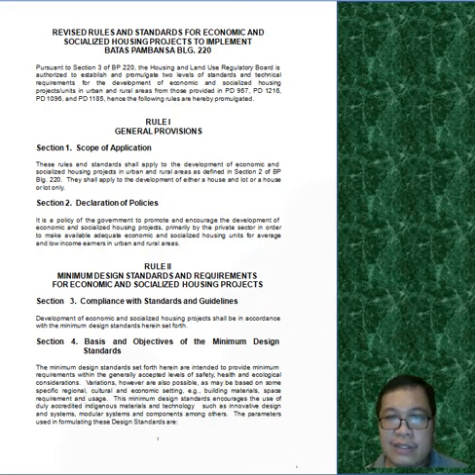Pursuant to Section 3 of BP 220, the Housing and Land Use Regulatory Board is authorized to establish and promulgate two levels of standards and technical requirements for the development of economic and socialized housing projects in urban and rural areas, different from those provided in PD 957, PD 1216, PD 1096, and PD 1185. Hence, the following rules are hereby promulgated.